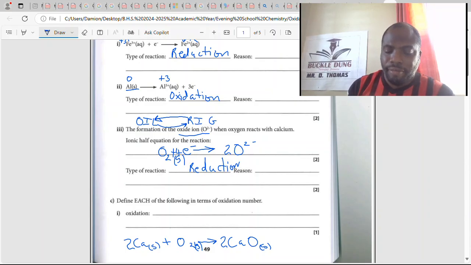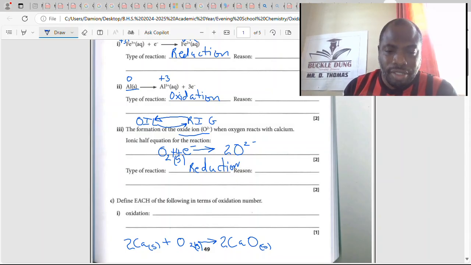So each atom of the oxygen will be gaining 2 electrons. So just remember this little concept. I wonder if you guys are jotting down these things. Oil rig, just remember that you write the electrons on the left hand side for reduction. Sorry, for oxidation, we write it on the right hand side.